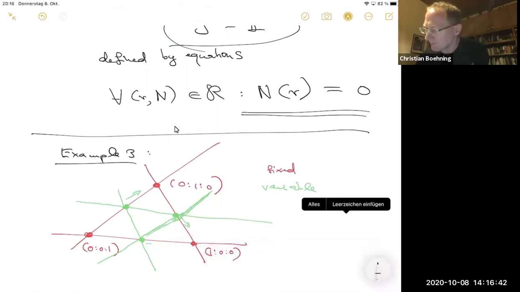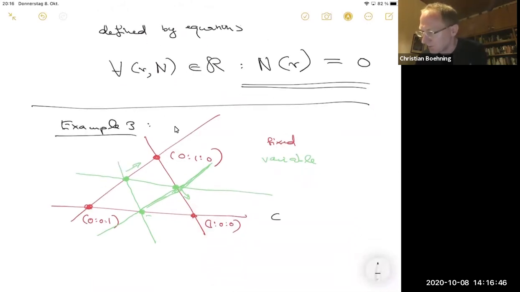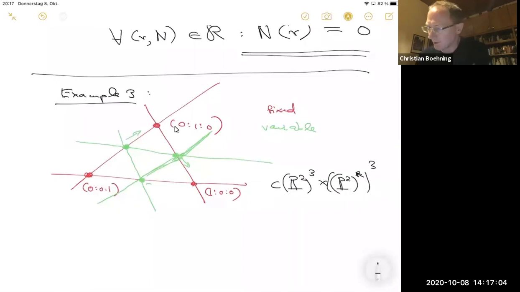Good. So this is then an example of a generalized incidence scheme in P2 to the third times P2 dual to the third. Yes, and the points or the closed points of it just correspond to inscribed green triangles in this fixed red triangle. And so that's one. So this is a positive dimensional incidence scheme, of course.